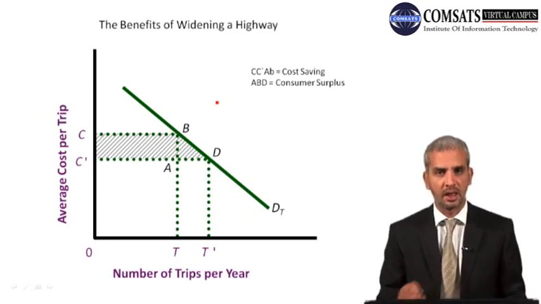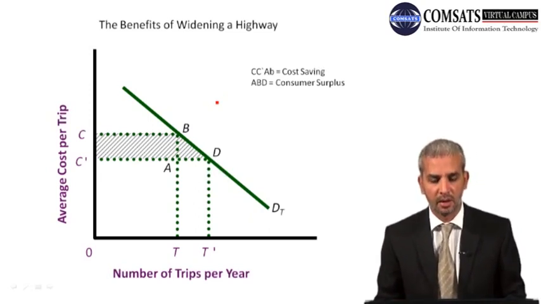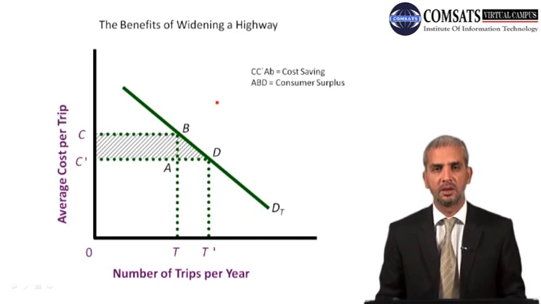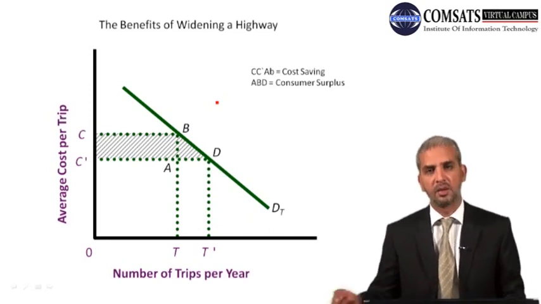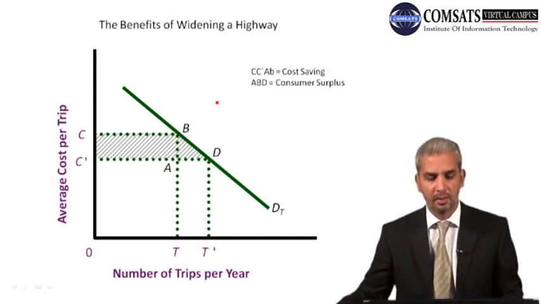So the sum of this triangle and the rectangle is the total benefit in terms of cost saving, and consumer surplus is the total benefit derived from expansion of that highway.